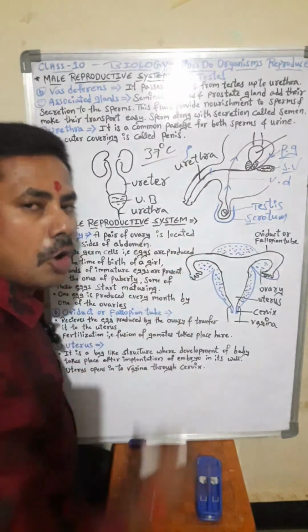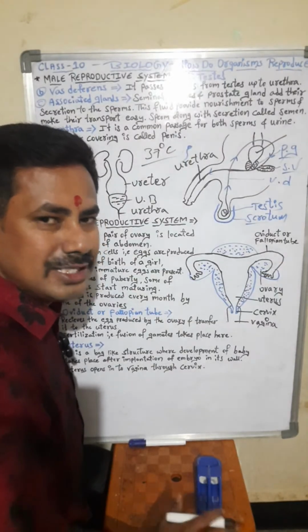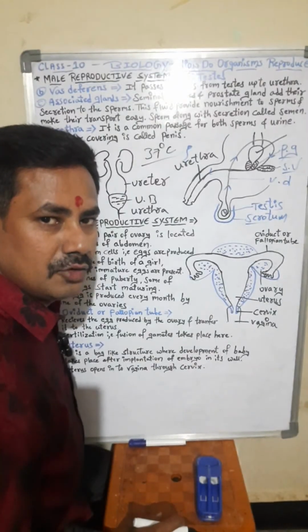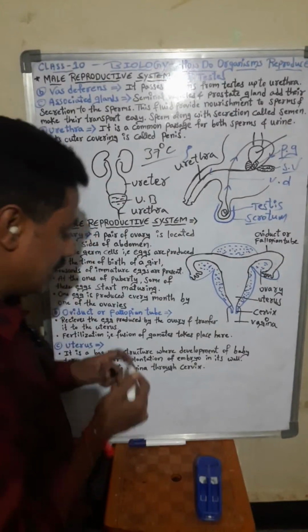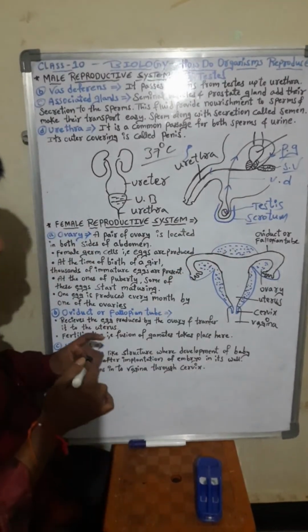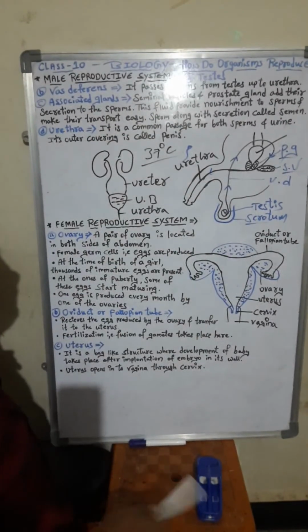It is a copulatory organ. Copulatory organ means what? Just for transferring of the sperms. For transferring of the sperms, this organ is used. Okay, clear? And also passage of urine. Okay, fine. So let us see now what this is telling here.